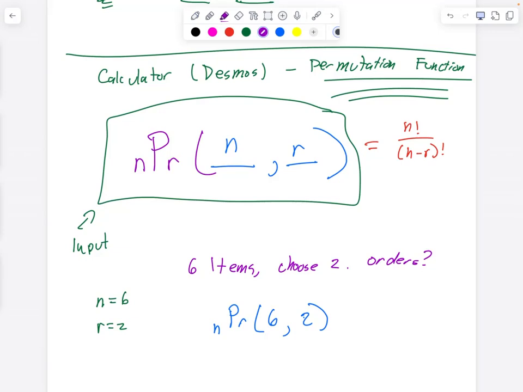Something to note, if you type in n capital P r parentheses, it knows it, but just type it right here. And we're going to do 6, comma, 2. And just like we already knew, the answer is 30. nPr, 6 permutation 2.